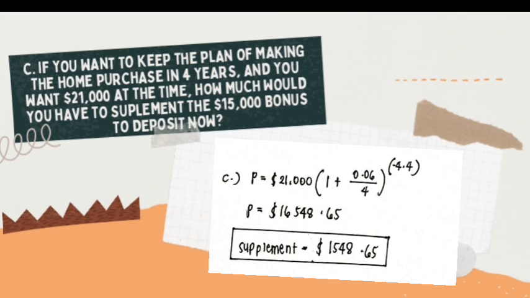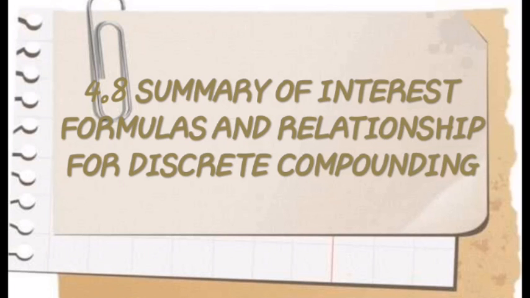P is equal to $16,548.65. But the question is, how much would you have to supplement? You have $15,000 from the bonus, so how much would you have to add to that? Make sure you get to this end. So we take the value and subtract what you get from the bonus, so it is equal to $1,548.65.